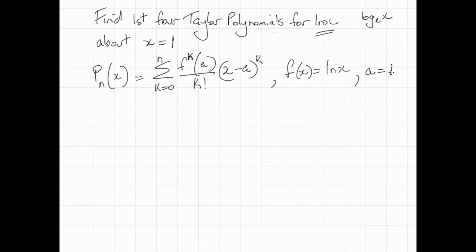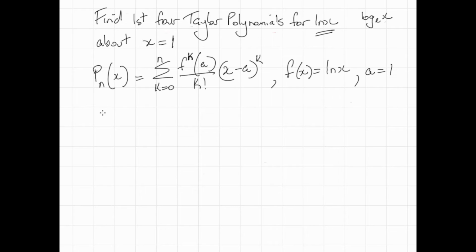Now, in previous examples I've done, the a value has been equal to 0, so that's why I'm going to do this one. It's a little bit different. We want the first four polynomials, so we're going to have to do the first four derivatives. Let's just start with that.